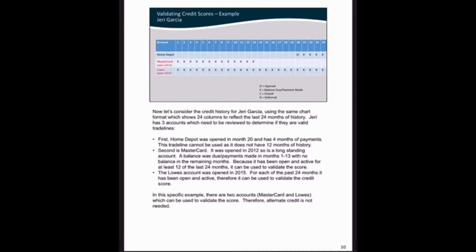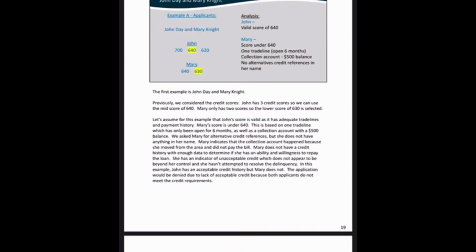The account has been open for 24 months with MasterCard, and the payments have been paid on time within the last 12 months. Lowe's has been paid for 24 months out of the 24 months that it was open, and it was all on time. So her score could be validated. John had a valid score of 640. That's all that he had, but you're supposed to also have 2 trade lines to validate the score.